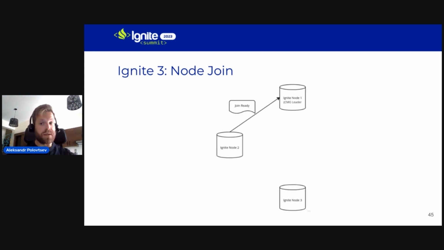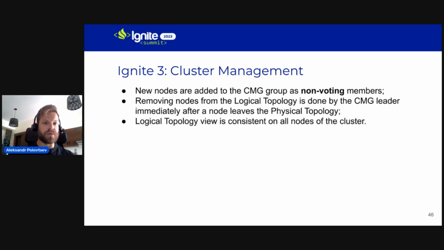However, since the joining node might need to do some recovery or some catching up to get the newest data, which can take some time, and during that time the node is unavailable to user requests, it is not immediately added to the logical topology. But instead, we just wait until the node recovers, and then it sends a join ready request. When the CMG leader receives this request, it can safely add the new node to the logical topology.